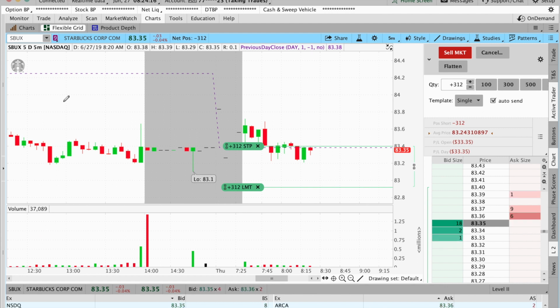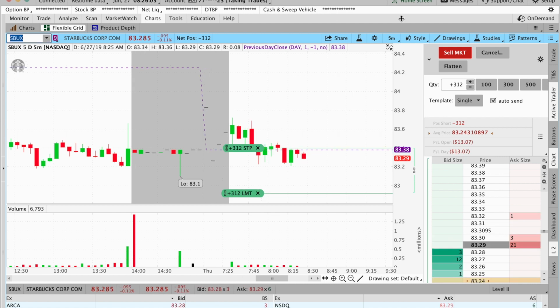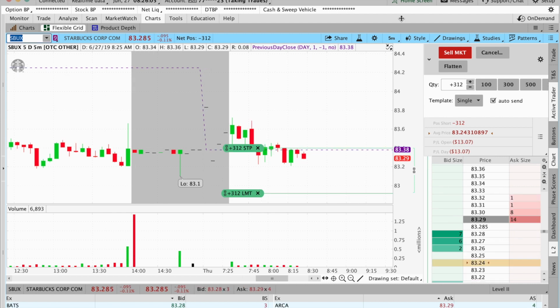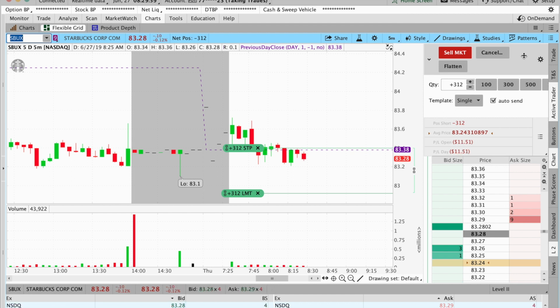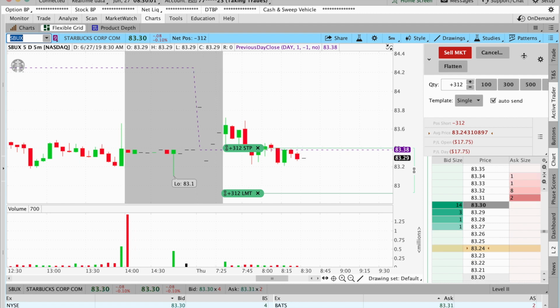Still hanging out in the mid-30s. Starbucks just does not want to drop. We just need a quick flush below the lows. So if we get a quick flush below 21, if we see 83.20 on the ask, that'll be a big deal. All right, we're back to 29 again. Now, if we can get this to keep flushing and not just bounce, there we go. We might sag a little bit here.